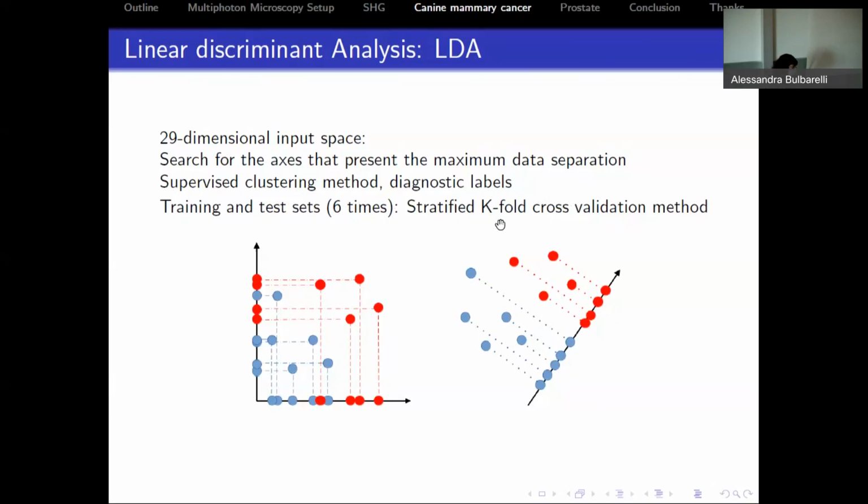Those are machine learning techniques where we use this k-fold stratified validation method. So we train the software with part of the data, and then we use the second part of the data to see if the software is getting the result correct.